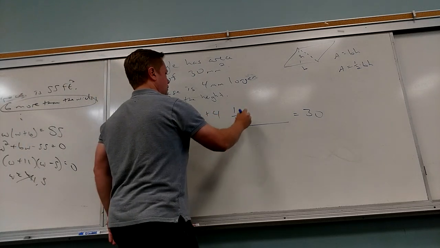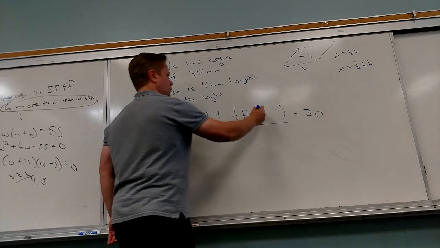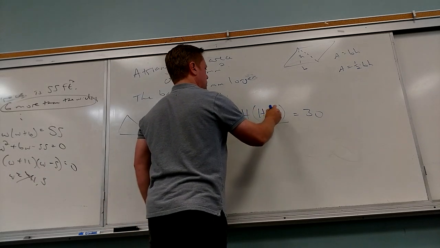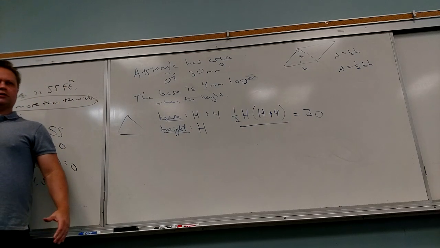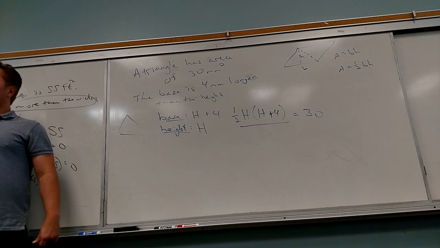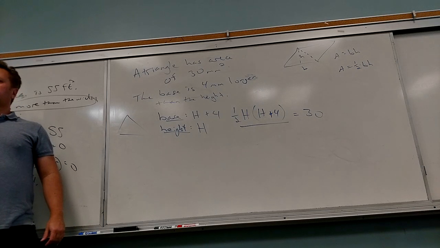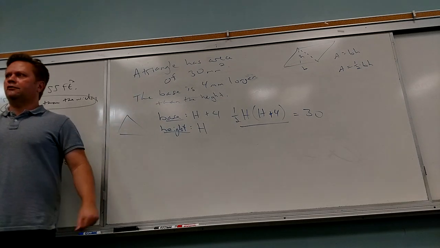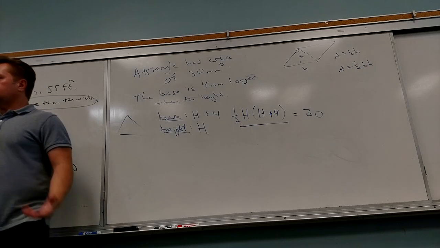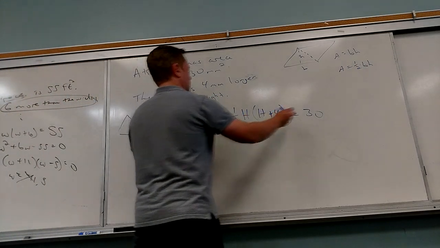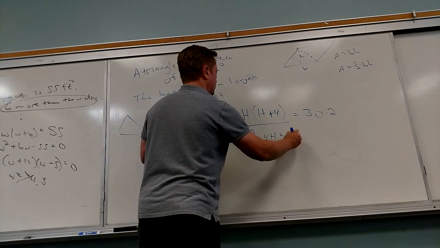1/2 times h times h plus 4. Now, that's where people freak out a little bit. First thing I would do, if there's a problem in my equation that I don't like, I kill it. It's an equation. I'm allowed to kill things. I don't like that 1/2. So instead of distributing the 1/2 and everything, getting all freaked out, how do I kill the 1/2? Multiply by 2. So we get h squared plus 4h equals 60.